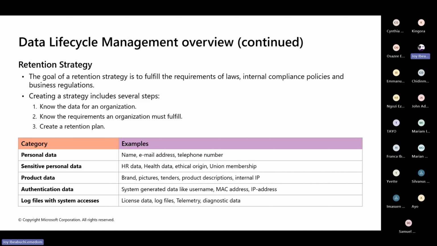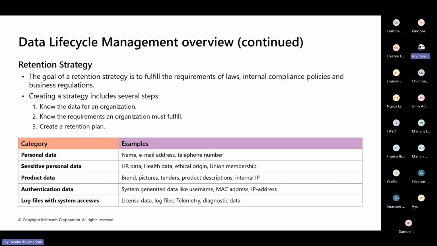And so know your data for the organization. What kind of data is your organization processing? And then what kind of requirements does your organization have to fulfill with this data that they are generating? And based on that, you can now create a retention plan. So remember, we've talked about in week one, always flashback, everything is working together on the different data. And so in categorizing this data, we can see some unique categorization as personal data, sensitive personal data, product, authentication data, log files. You will need to categorize your data.